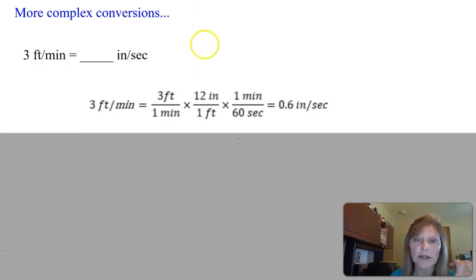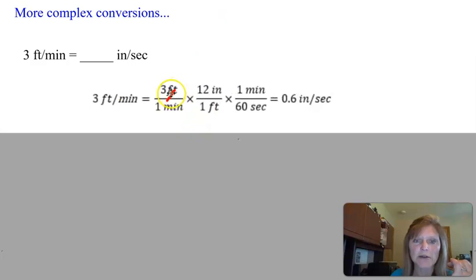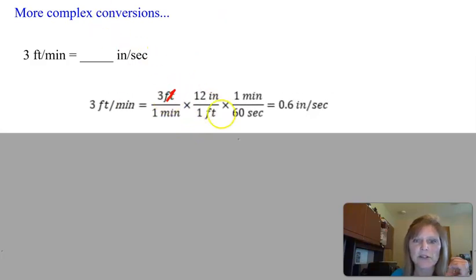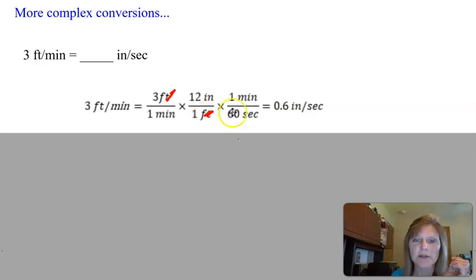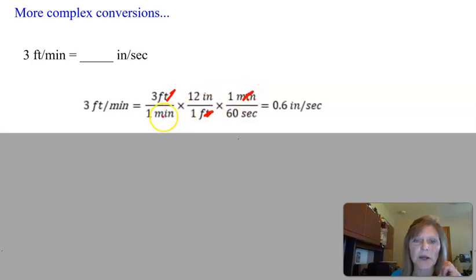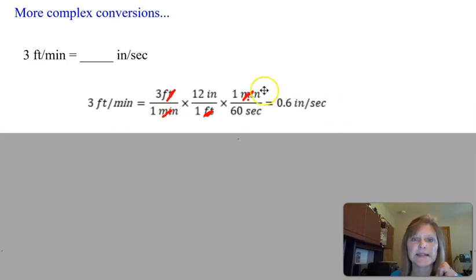So if I go through and I use my red pen and I cross off that and I cross off that, that's going to get rid of the feet. Then I get rid of my minutes here. You get the idea. What's left? Inches and seconds. So when I do my multiplication on the top, I'll get 36. I'll divide it by 60. And whatever my answer is, in this case 0.6, is going to be inches per second because it's the label on top per the label on bottom.